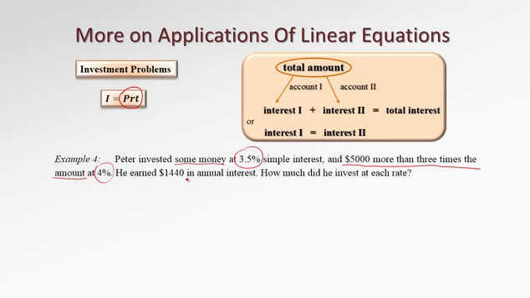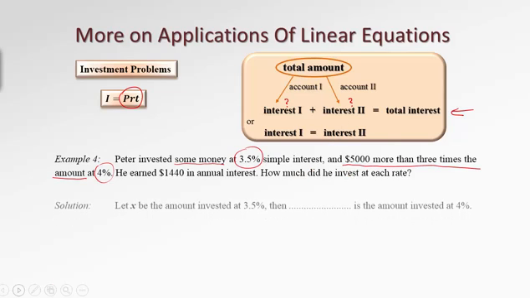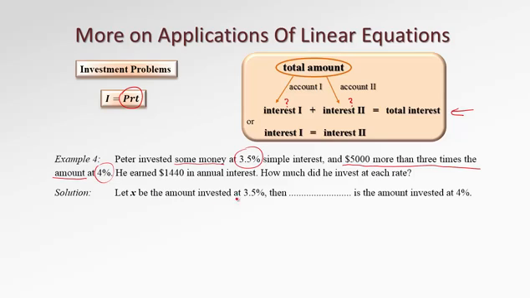Well, we are given the overall total interest, so we actually have this situation. The sum of interest from both accounts is equal to 1,440. How much did he invest at each rate? Okay, so the question is how much was invested here and how much over there. Therefore, let's introduce a variable. Let x be the amount invested at 3.5%. So that would be x.